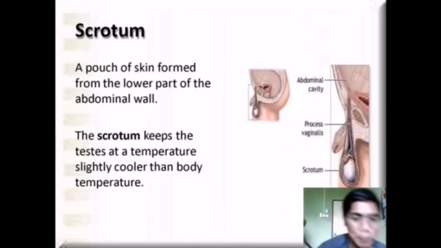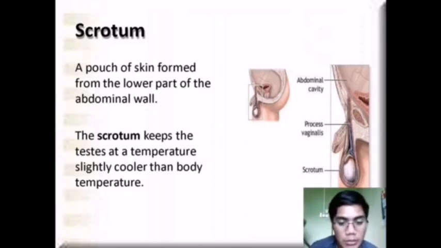Okay, scrotum. The scrotum is a pouch of skin from the lower part of the abdominal wall. The scrotum keeps the testes at a temperature slightly cooler than body temperature. Thus, the scrotum is on the outside of the body. As we know, our body has a high temperature. Thus, the testis and the scrotum are outside to maintain the temperature of the testes, so the production of sperm is effective.